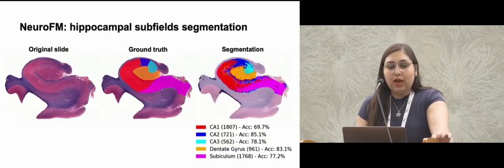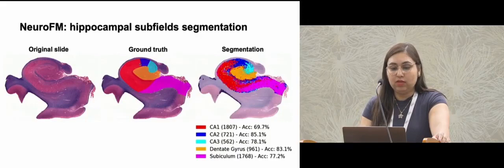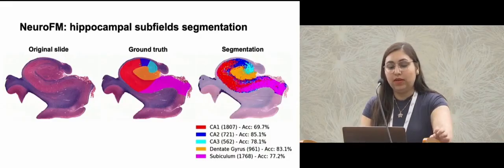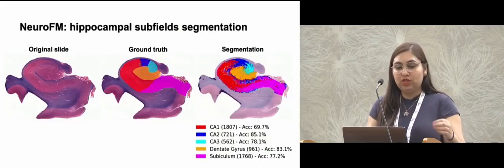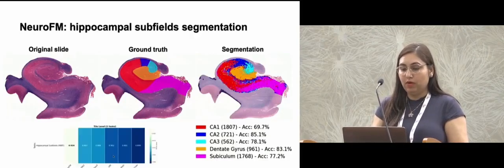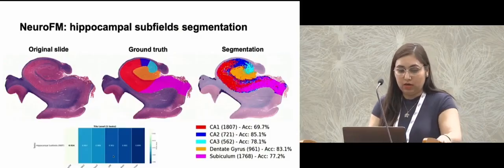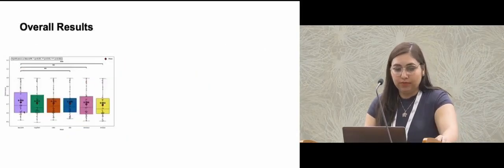And then we also tried hippocampus subfield segmentation. So this region represents the hippocampus area. And these are the 5 anatomical regions; we were trying to extract tiles from this, and the model was learning to segregate these tiles into these 5 regions. That includes CA1, CA2, CA3, dentate gyrus, and subiculum. And we saw that the NeuroFM model was able to segregate these tiles better than other foundation models. So anatomically also it was able to identify these regions.